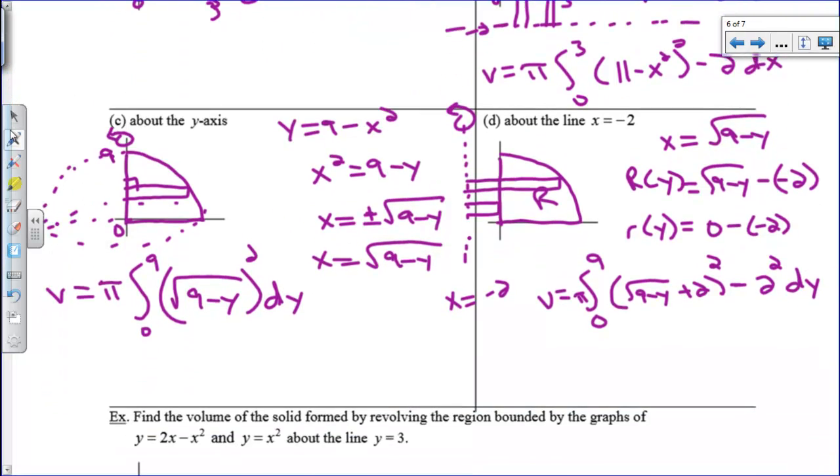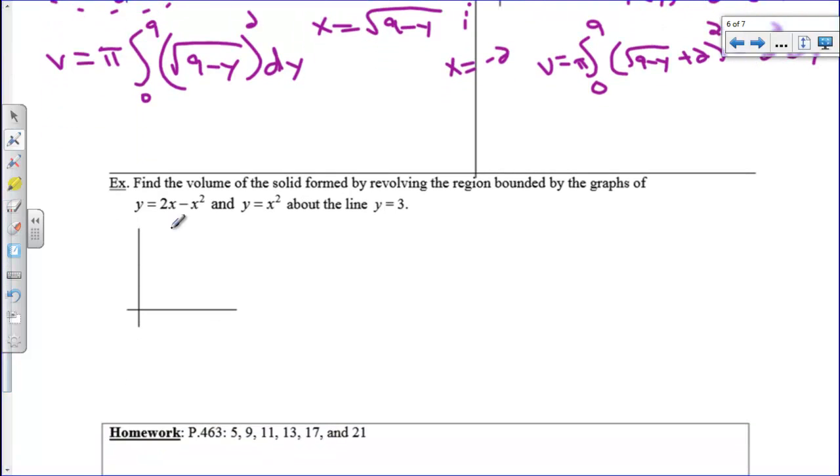All right, let's take a look at another example. Sometimes we're going to take a region that's between two graphs and spin it around an axis of revolution. So I've got 2x minus x squared, and if you factor out an x, you get x times 2 minus x. So it's an upside down quadratic. We've got roots at 0 and at 2. My other curve is just y equals x squared.